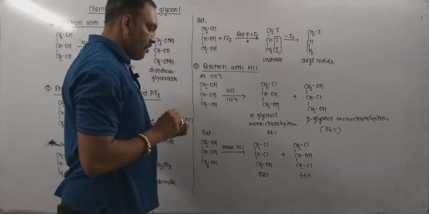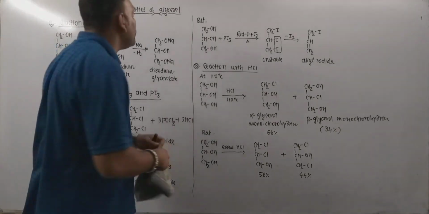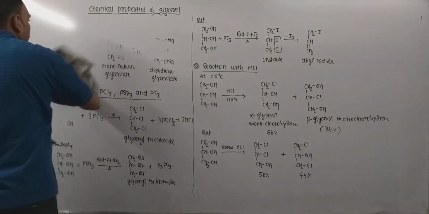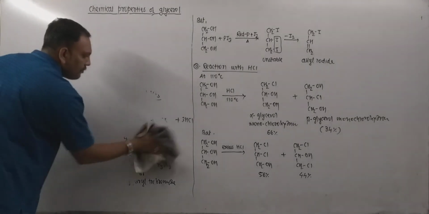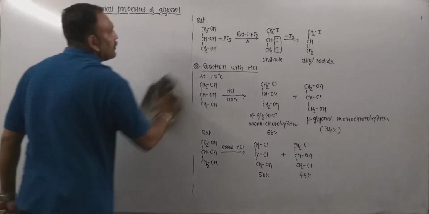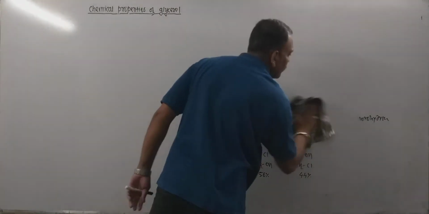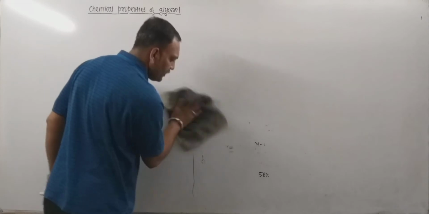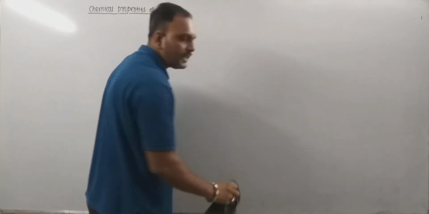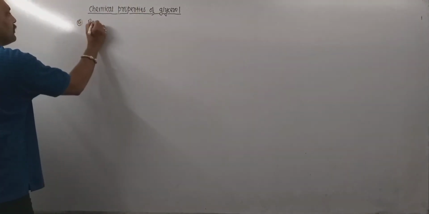In this way, glycerol reacts differently under different conditions with HCl, that is to be noted. And remember, HCl also replaces hydroxyl groups of glycerol, and chlorine may enter in their place, and the reactions suggest the same thing. Now let's see the reaction with HI.